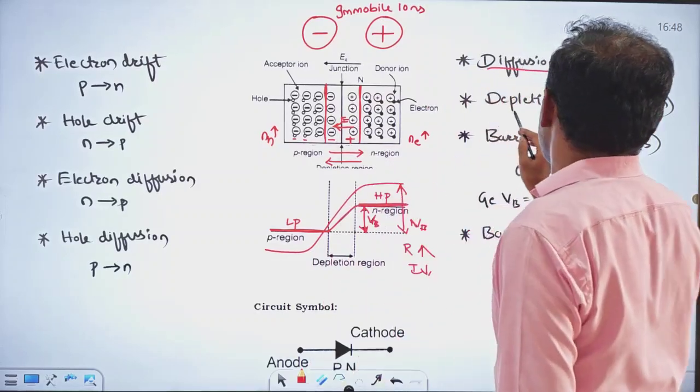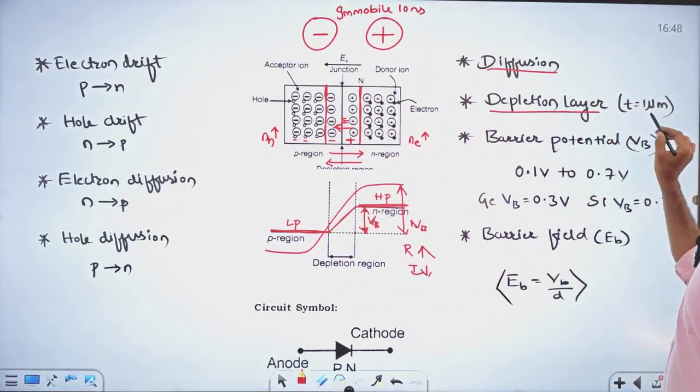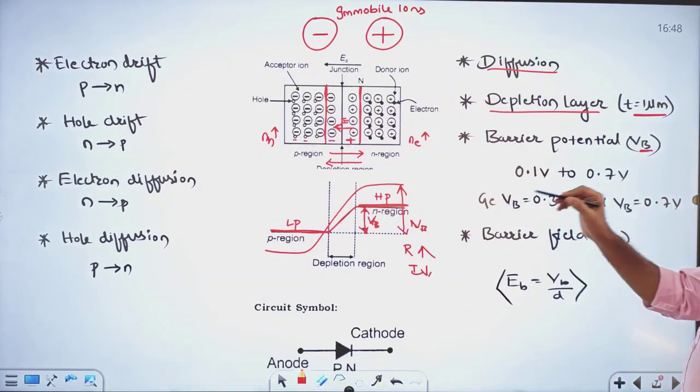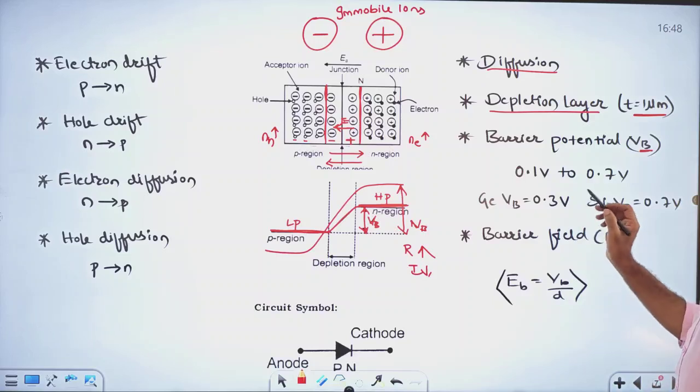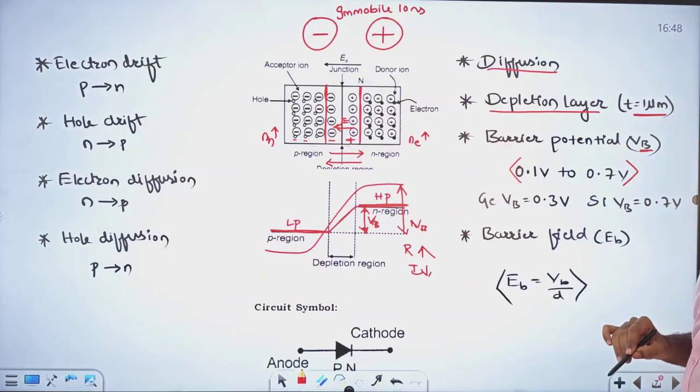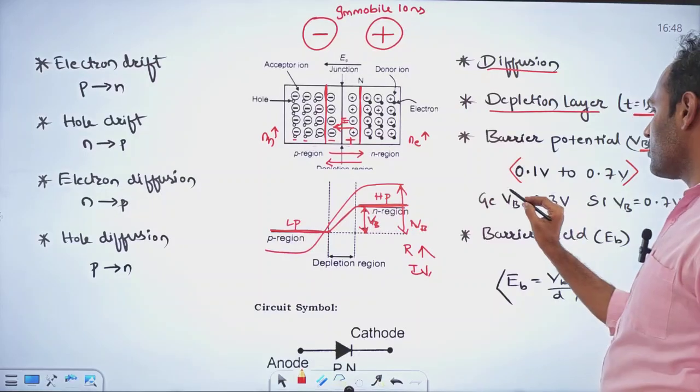ನೆಕ್ಸ್ಟ್ ನೋಡ್ರಿ, depletion layer. Okay, that's what we have seen. ಡಿಪ್ಲೇಷನ್ ಲೇಯರ್ ಬಿಡ್ತ ಆಲ್ಮೋಸ್ಟ್ 1 ಮೈಕ್ರೋಮೀಟರ್ ಇರ್ತದ್ರಿ. Depletion layer width. Barrier potential which is developed inside the depletion layer, its range will be from 0.1 volt to 0.7 volt. Range of the barrier potential. Use standard values, ನೆನ್ಪಿಟ್ಕೋರಿ.